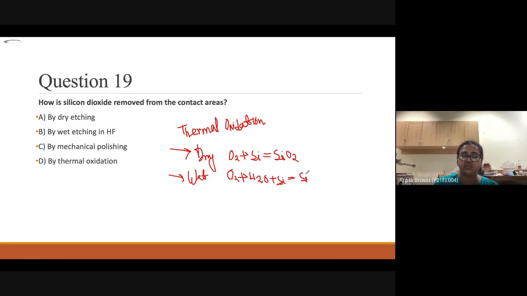It is a quick process. In 10 or 15 minutes you can deposit more, so the thickness is more, but the quality is not that good because hydrogen gas is also produced here, which decreases the quality. So if you need good quality, you can go with dry oxidation. If you need more thickness, like a passivation layer or insulating layer, in that case you can use wet oxidation. Okay, so now tell me the right answer.